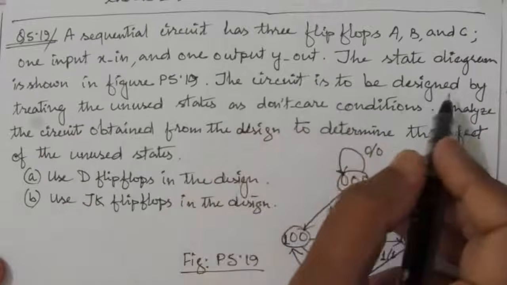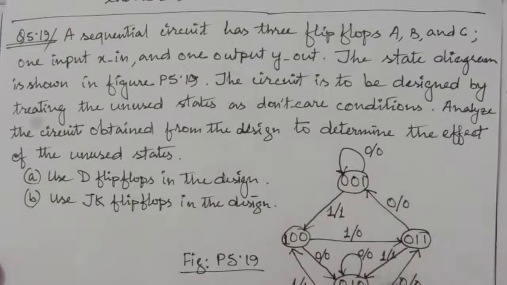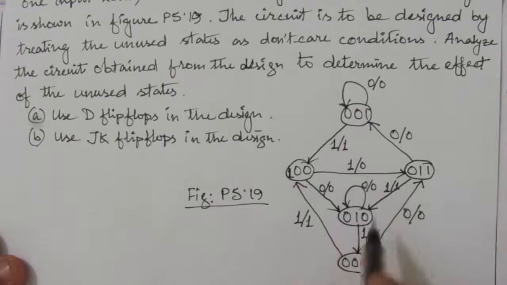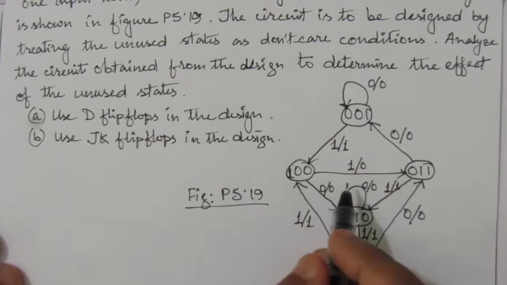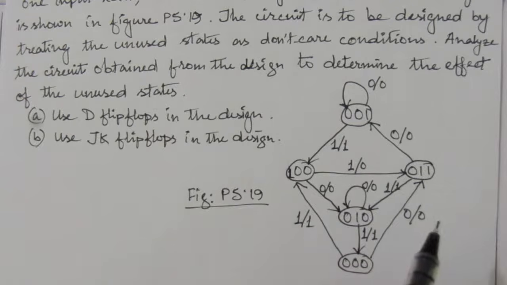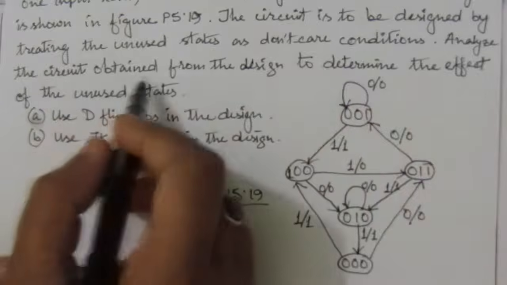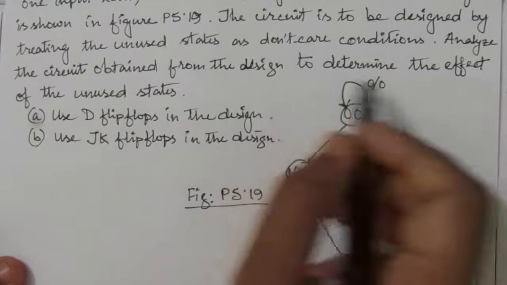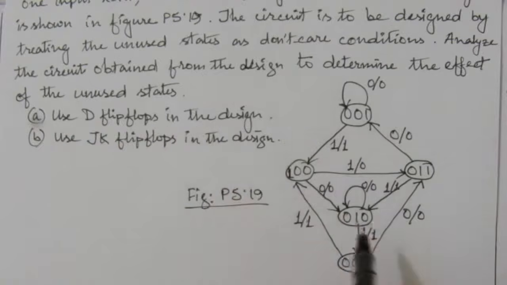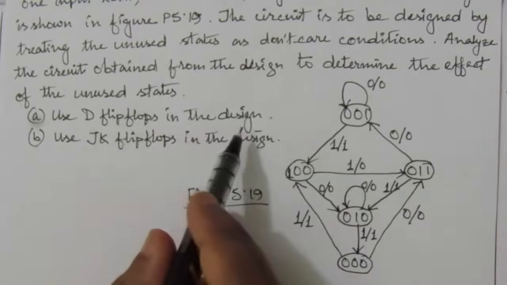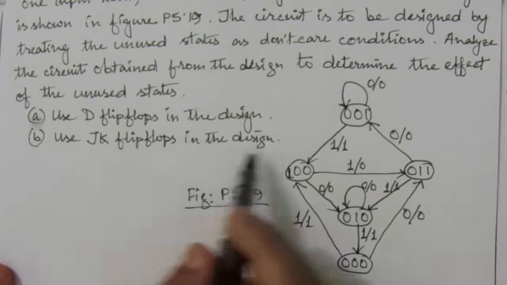The circuit is to be designed by treating the unused states as don't care conditions. Here we have a few states, from 000 to 100, and we will have a few unused states, and we have to consider those unused states as don't care conditions. Then we have to analyze the circuit obtained from the design to determine the effect of the unused states. While designing the circuit, we have to use D flip-flops in the first part, and in the second part we have to design with JK flip-flops.